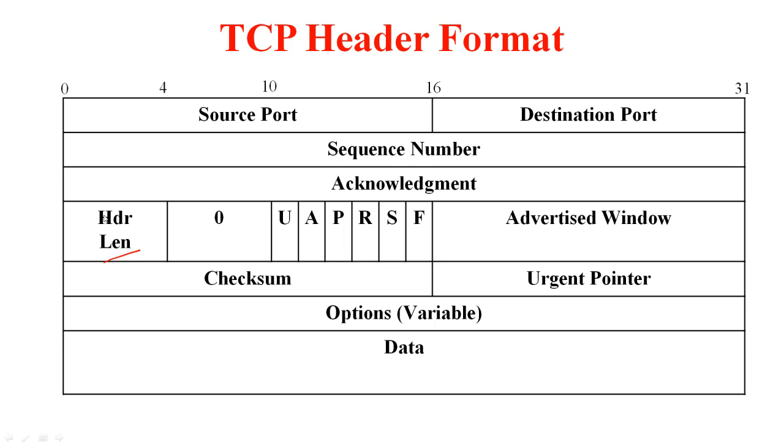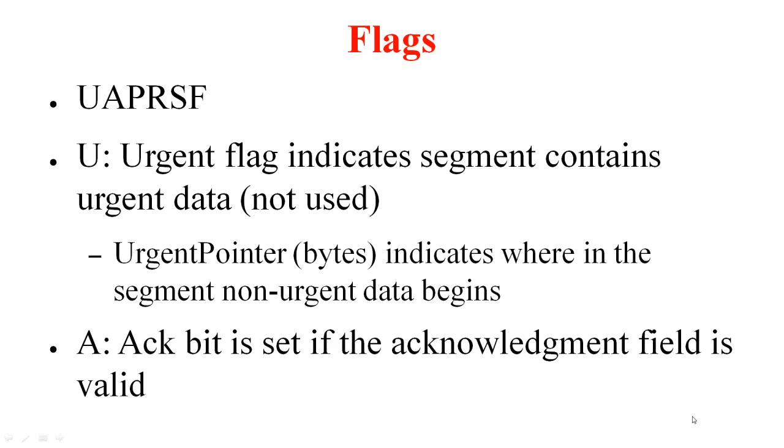Following this is the header length. So you specify what is the header length. You need to specify this because there are options here. In case there are no options, the TCP header length is 20 bytes. Then there is this reserved field which is set equal to 0. Following this are the flags. So let's look at flags UAPRSF.